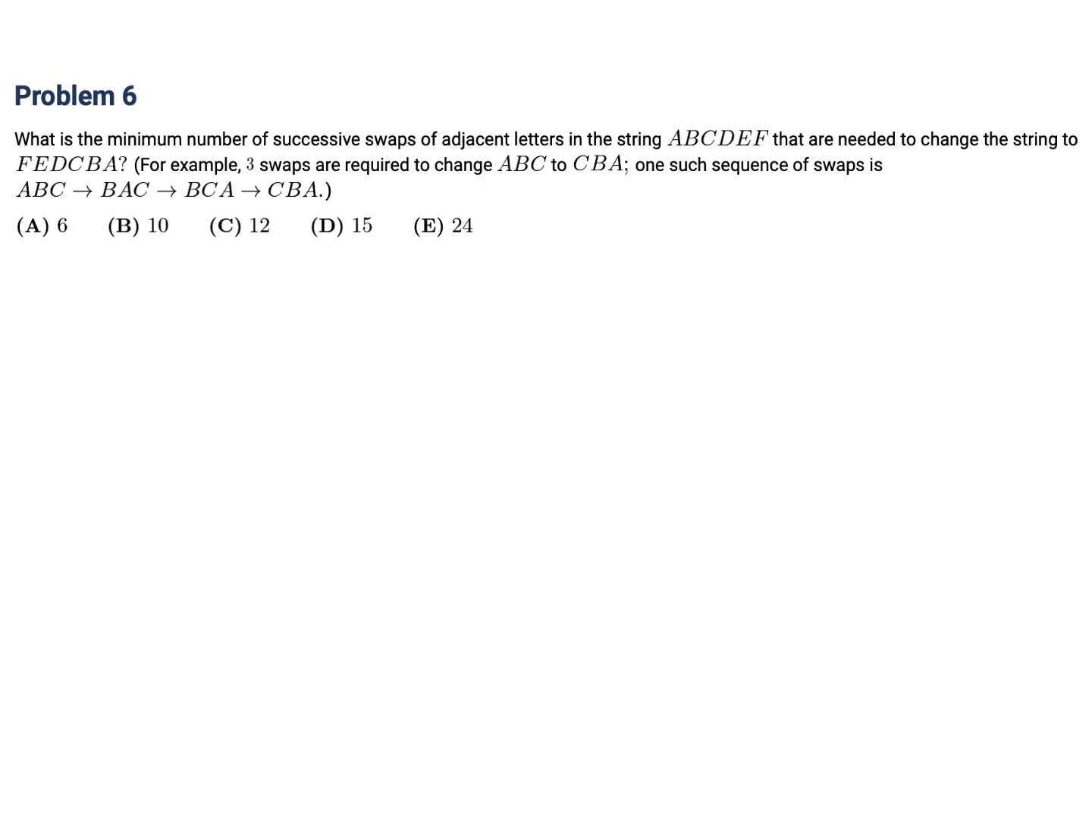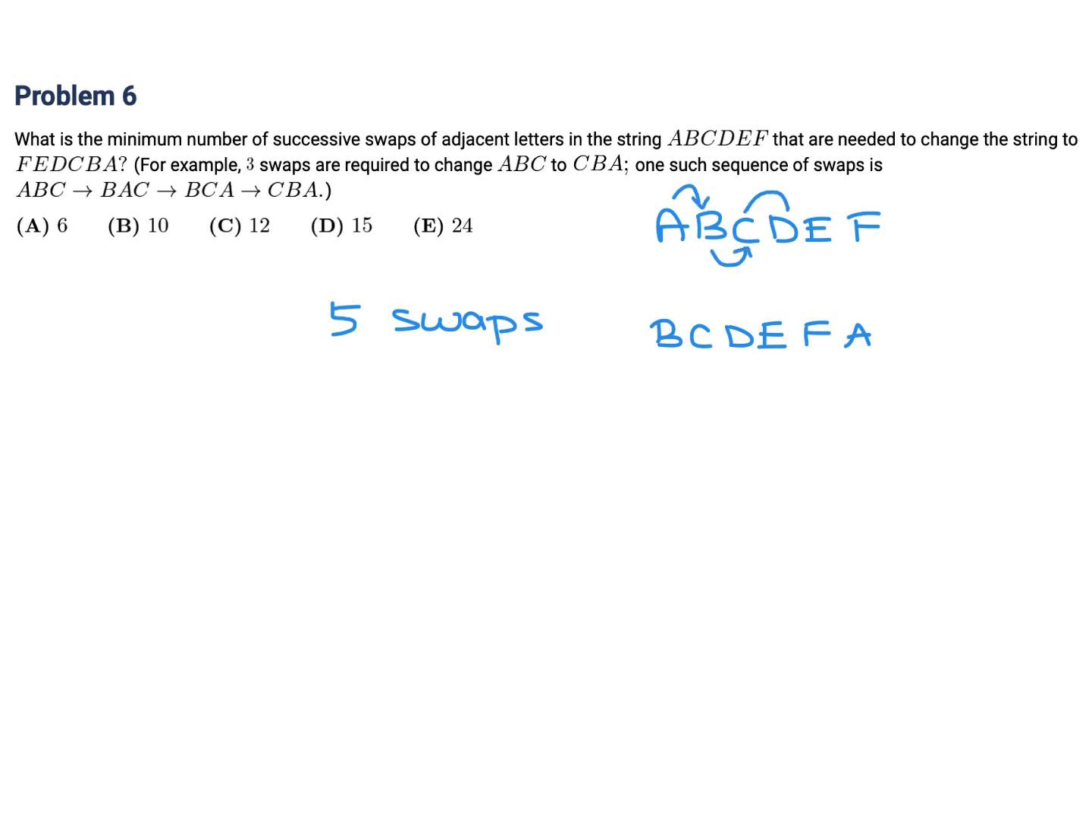What is the minimum number of successive swaps of adjacent letters in the string A, B, C, D, E, F that are needed to change the string to F, E, D, C, B, A? All right. So you're starting with A, B, C, D, E, F. To bring the A all the way to the end, we need 5 swaps, right? The first swap is here, then the next swap there, then the next swap there, then the next swap there, then the next swap there. So 1, 2, 3, 4, 5.